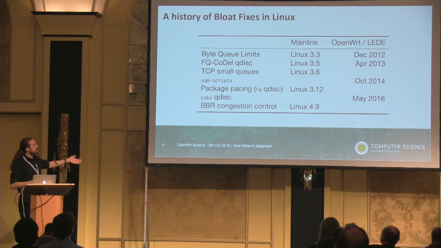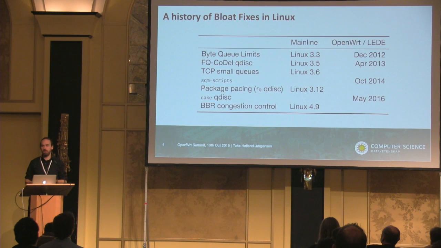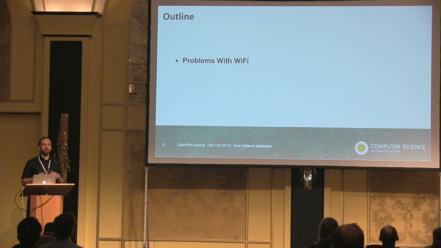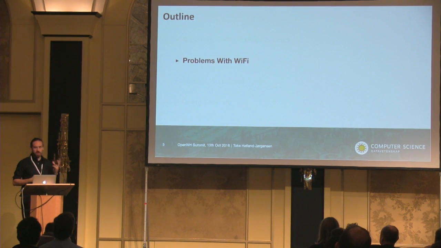So these are sort of the historical fixes that have gone into Linux. We've come a long way with the buffer bloat management in Linux. But as we've seen, there are still some problems with Wi-Fi, as many of you experienced. And I'm going to talk about the two main problems that we've been looking at here.